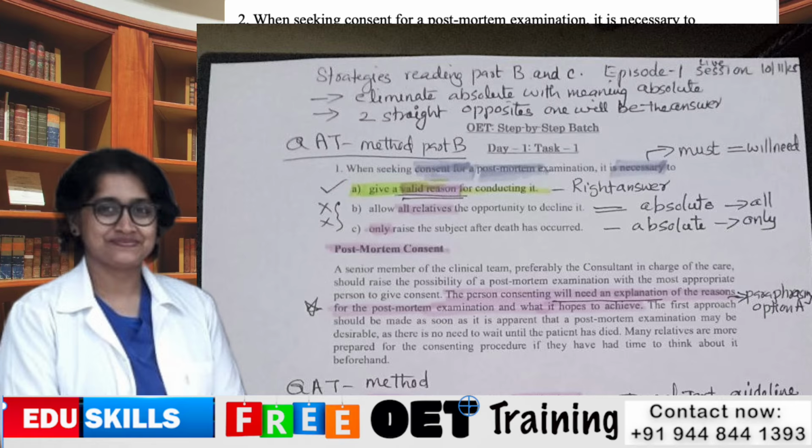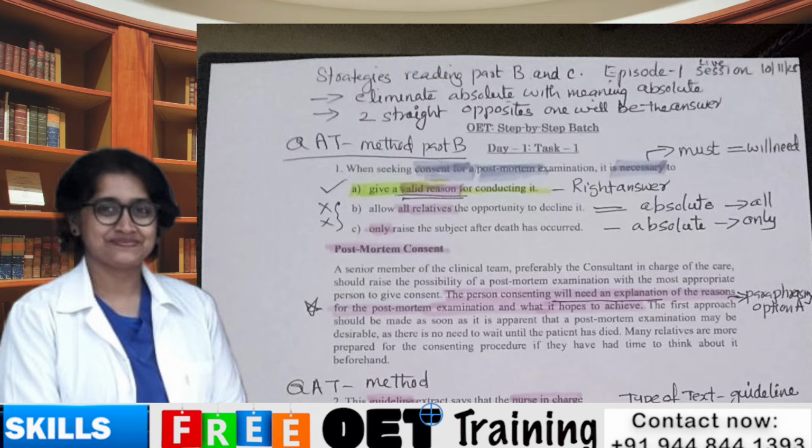When we come to the text, I have highlighted: the person consenting will need an explanation of the reason for the post-mortem examination and what it hopes to achieve. This is a paraphrasing of option A. Option A says give a valid reason. That means the person consenting will need an explanation. It is a synonymous expression and paraphrasing for option A. So it is the right answer.